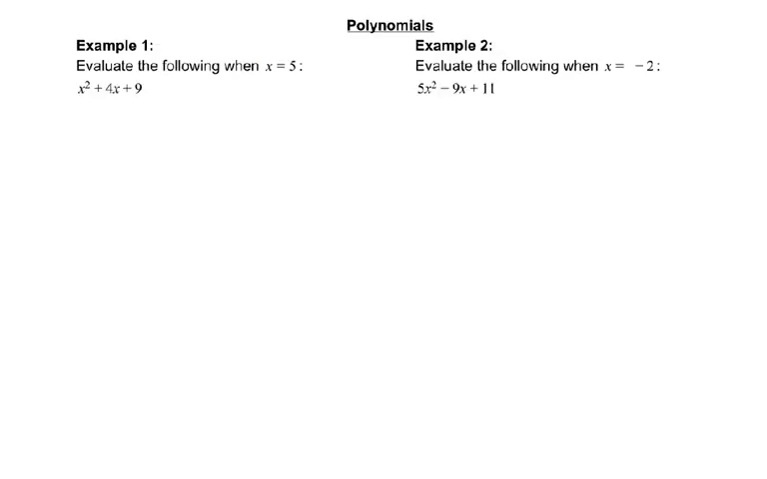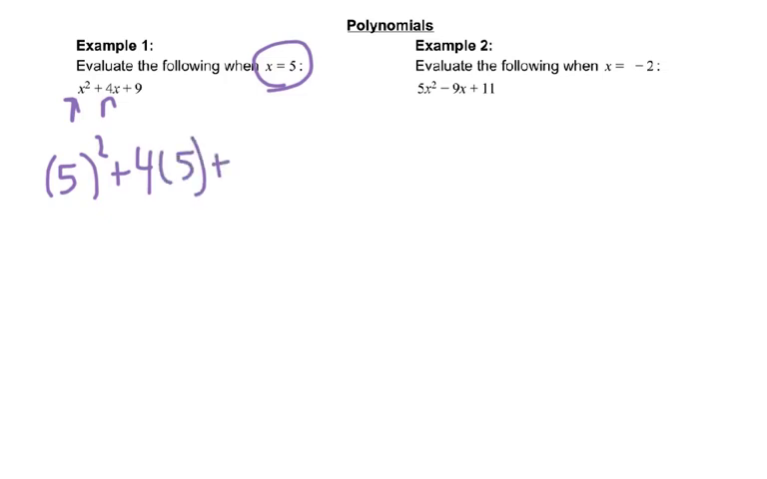Okay, so the first scenario is polynomials. Let's look at example 1. It says evaluate the following when x equals 5. Like I said, we're going to plug in 5 wherever we see x, which is in 2 locations actually. Now, whenever you plug in, I would highly encourage you to use parentheses. So it looks like this: parentheses, instead of writing x, I'm going to write 5 squared plus 4 parentheses 5 plus 9.